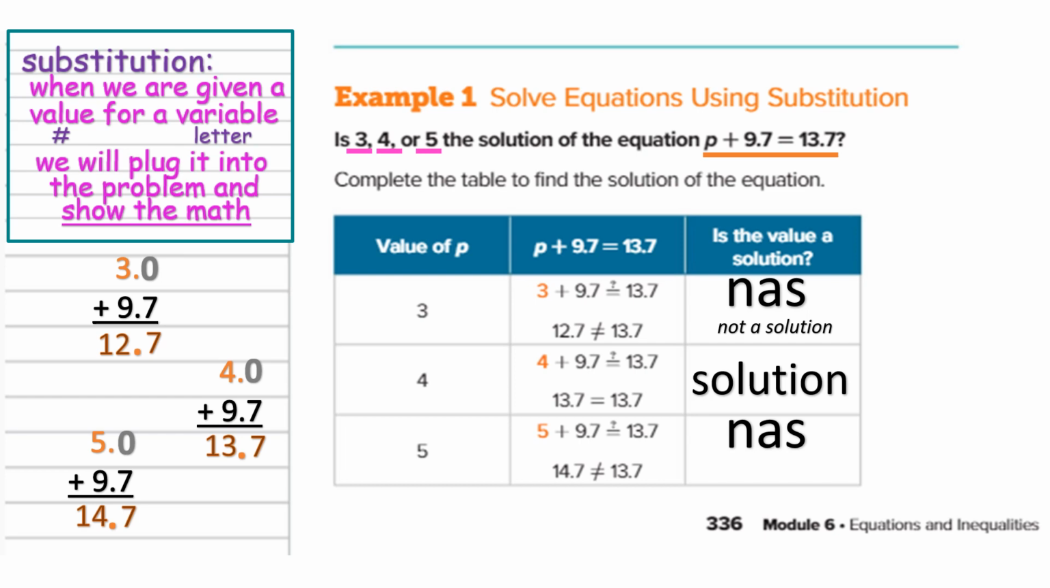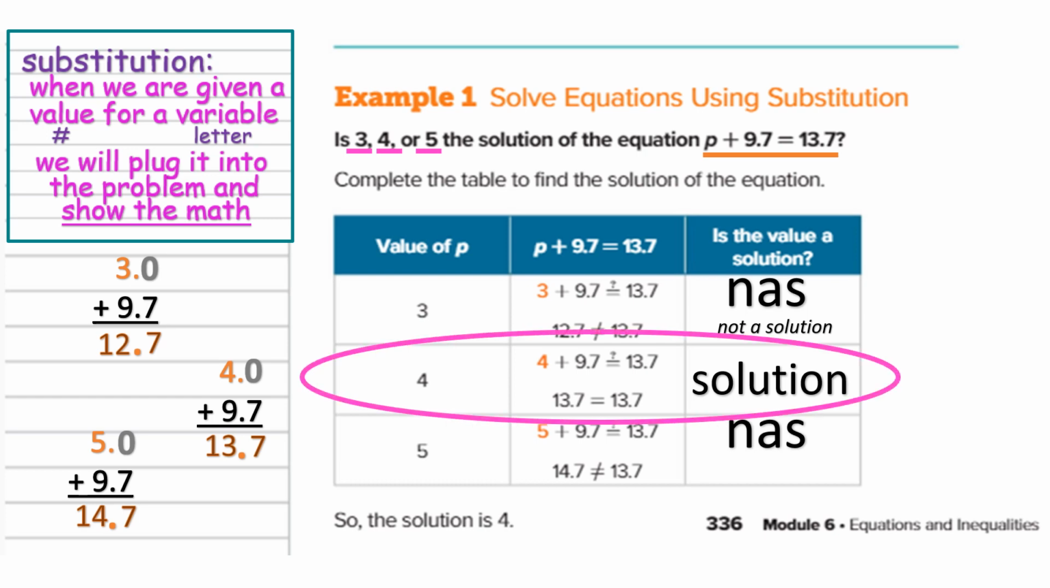Notice it once again says to complete the table, so we had to do the work for each of them. We had to then give an answer that it is a solution or it is not a solution. So what is the solution? Well, that's simply the 4.